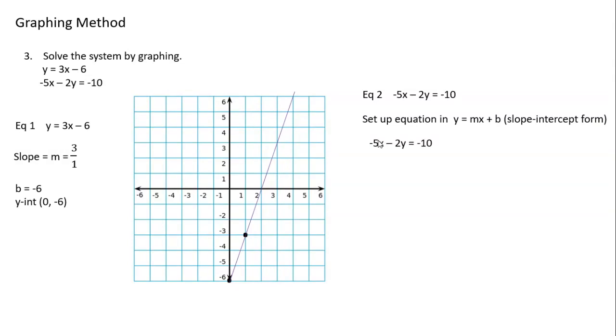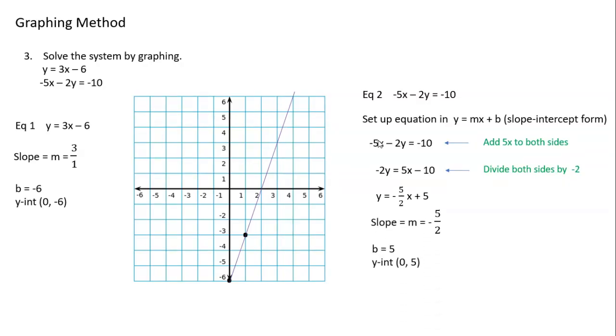Okay, so the first thing that I'll do is I'll add 5x on both sides. Then I'm going to divide by a -2 on both sides. And it's going to give me this equation. Y is equal to 5/2 x plus 5. So on this particular problem, I have a y-intercept at 5. Okay, and my slope is -5/2.